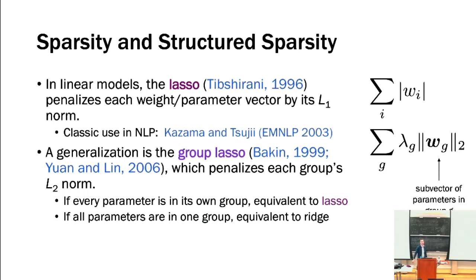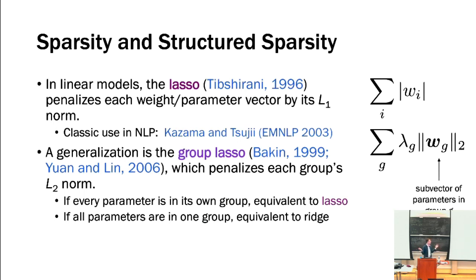A fascinating generalization that was discovered a little later is called the group lasso. Do people know the group lasso? A few people, okay. So the idea in the group lasso is that you have some notion of how the parameters group together. And what you're doing when you're learning is you're encouraging whole groups to get zeroed out. And so this is kind of interesting. If you define the groups in certain ways, you can recover the lasso. So if every parameter is in its own group, it's the lasso, right?